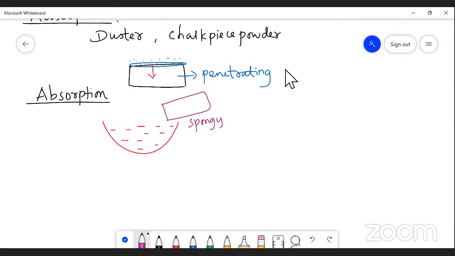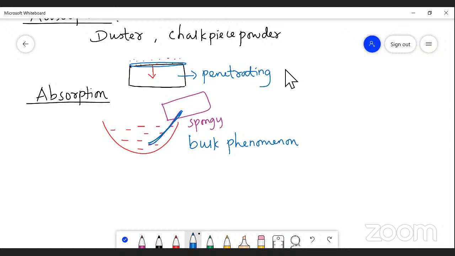Now what happened here? The water molecule is absorbing. It is continuously penetrating into the sponge, inside that sponge, but it is not present only over the surface. The water molecule is moving inside the sponge. Inside the sponge means it is a bulk phenomenon. So the water molecule is going to be absorbed fully by the sponge. The water molecule is penetrating into the sponge, so this is a good example of absorption.